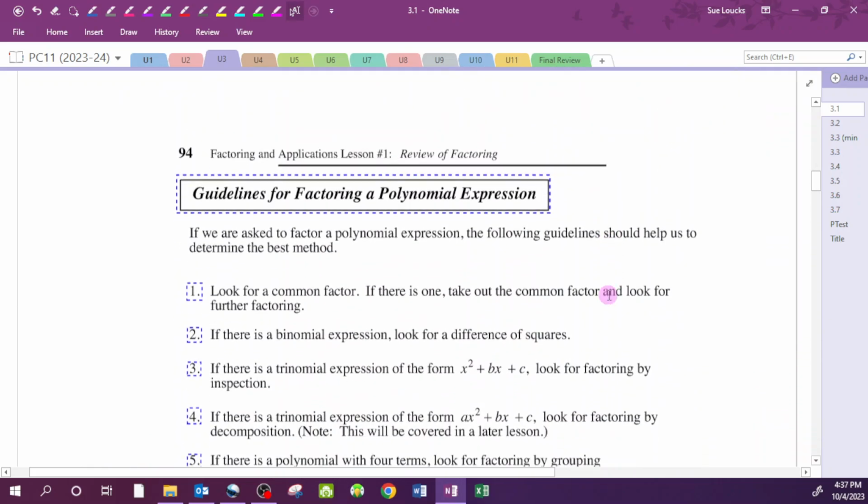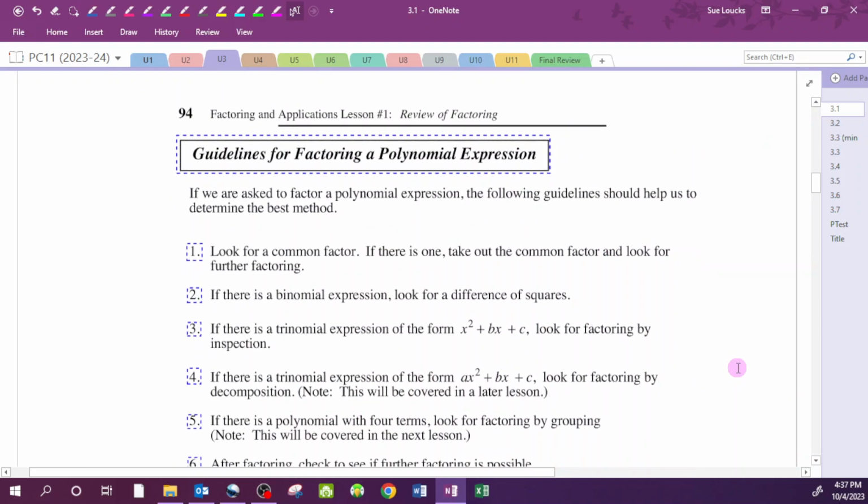All right. This page, there's not much writing on this page. This is just a summary of the order that you want to do things in. So first thing you always do is look for a common factor. Just keeps the rest of your numbers small. If it's a binomial, meaning there's two terms, you're going to look for a difference of squares. If it's a trinomial of the form x squared, this means that the coefficient here is 1. And that's the only kind you've learned so far, is when the coefficient is 1. The second one is a coefficient of something other than 1.